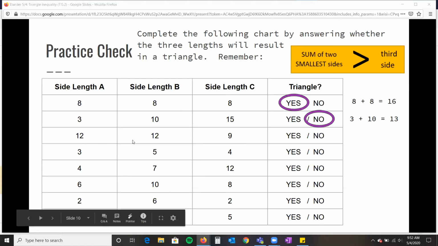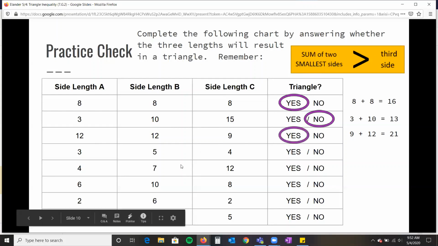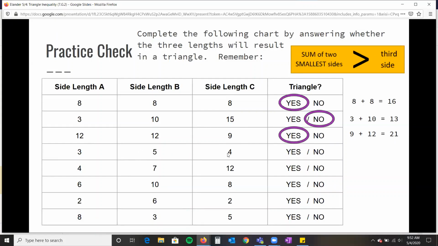The two lowest ones would be 9 and 12, right? If we have 12, 12, and 9. 9 plus 12 is 21, right? That's what I have here. 9 plus 12 is 21. So then 21, is that greater than 12? Yes, it is. So 21 is greater than 12. So yes, it is a triangle. All right, this one. 3 and 4 are the lowest out of 3, 4, and 5, right? So 3 plus 4 is 7. Is 7 greater than 5? Yes. So it can be made into a triangle.